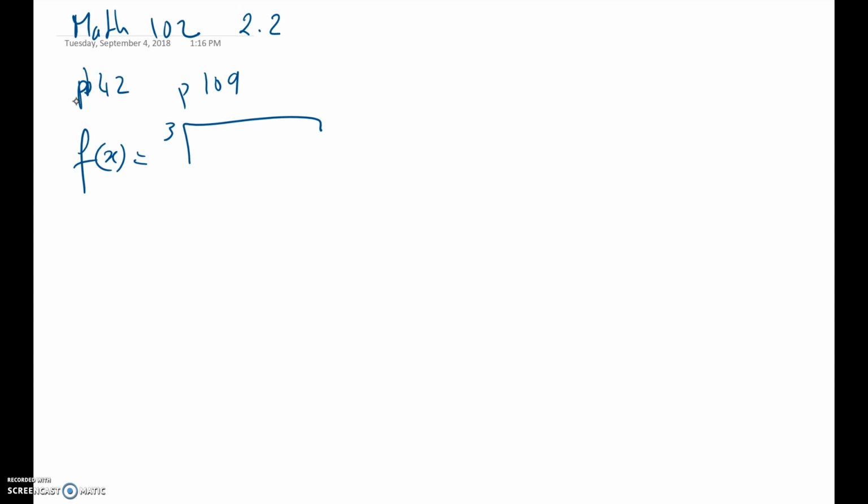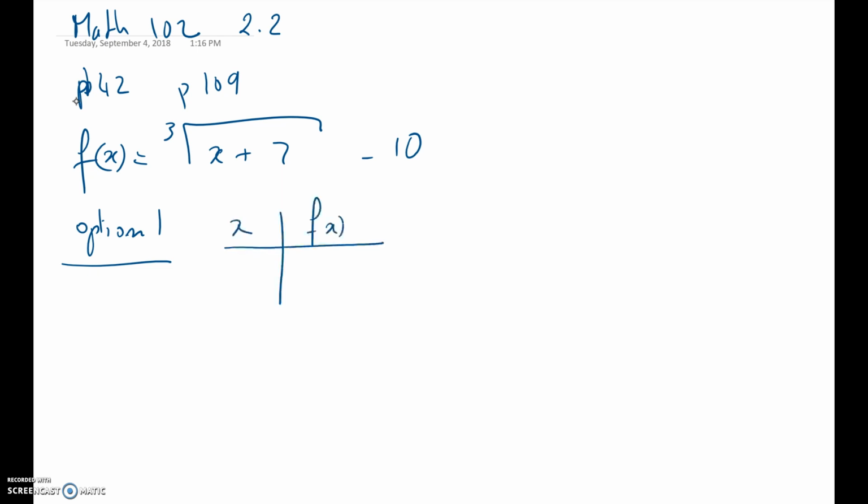of x plus 7 minus 10. You have two options because they're asking you not to use your calculator. You can take the longest one, option number one. Option number one, x, f of x.